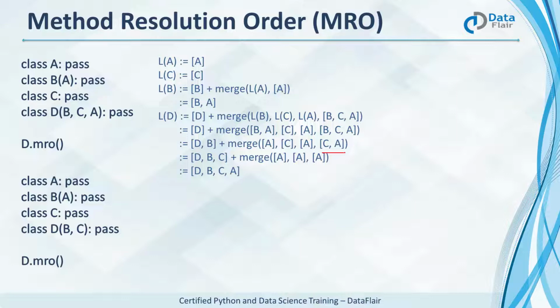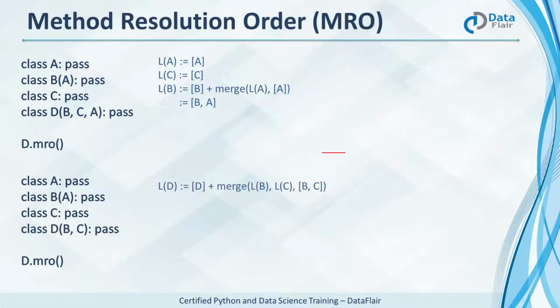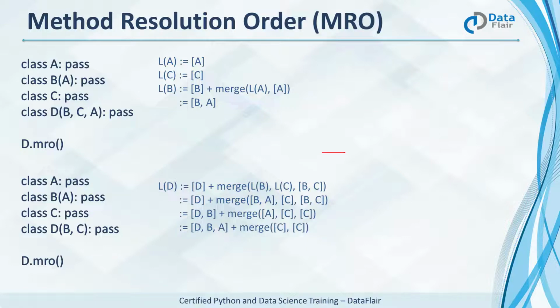And for the second situation, all other than D is the same. For D, this is the linearization. This is equal to the list D plus merge of these three lists. B is a good head. Let's take it. And now A is a good head. And now C is a good head. So the MRO is D, B, A, C.